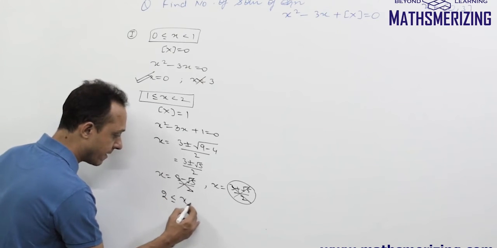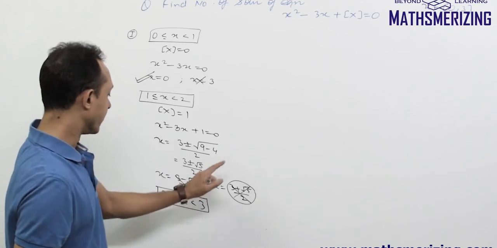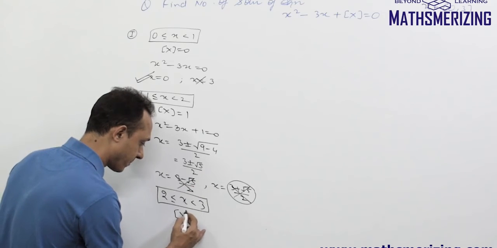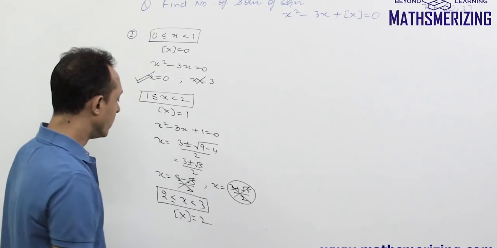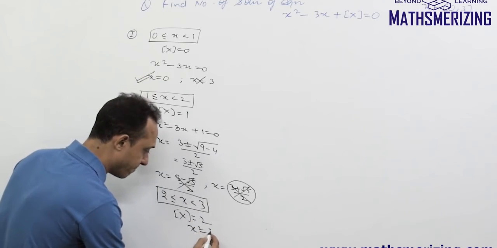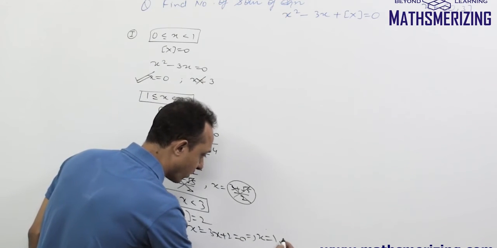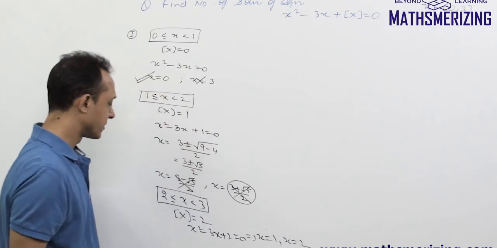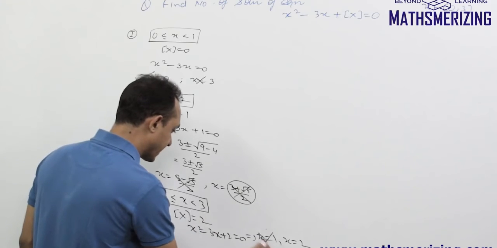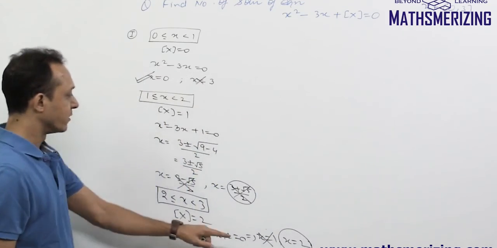Now the third interval is when the value of x lies between 2 and 3. So in that case, the greatest integer function of x will be simply 2. So if I put it in the equation, I'll get x square minus 3x plus 2 equals 0. So from here, I'll say the value of x is either 1 or 2. Now 1 doesn't lie in the interval, so I'll choose only one solution, and that is x equals 2.